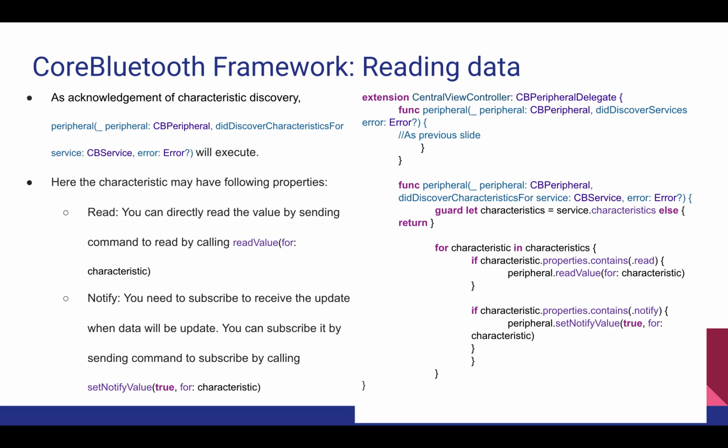In the read case, you can directly read the value by sending the command to the peripheral by calling the read value function, right? And in case of notify, you need to subscribe to receive the update when the data is updated. You can subscribe by calling set notify and passing true for the particular characteristic.